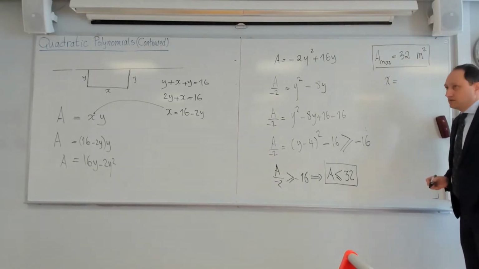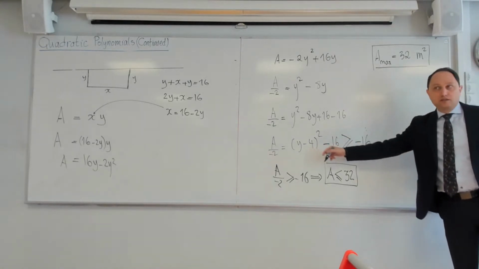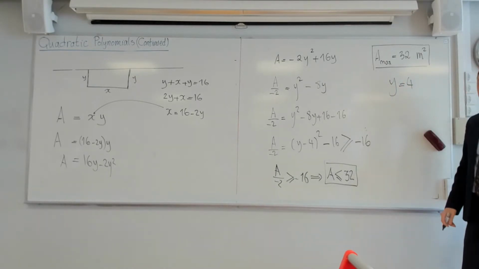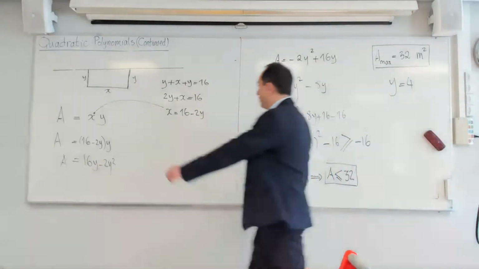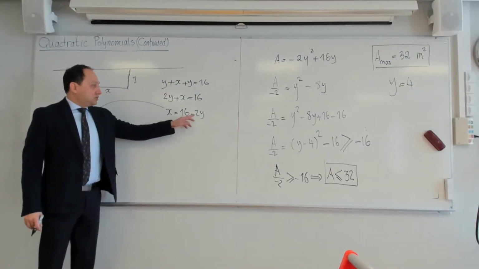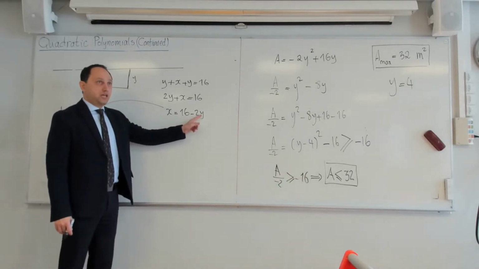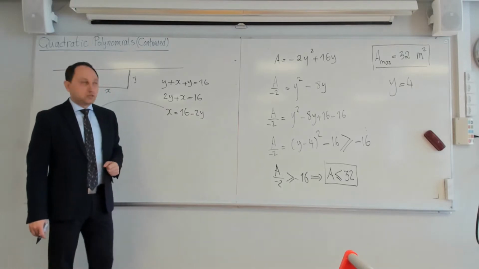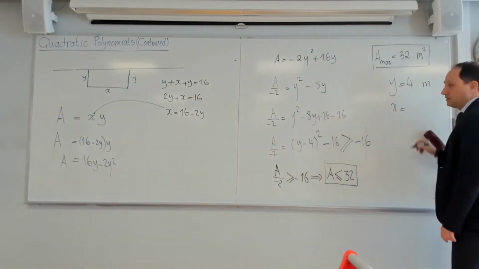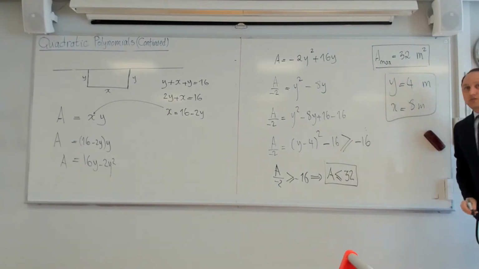X should be what? X cannot be immediately read from here. What can be read? Y. So what is Y? 4. Y has to be 4. Okay? But when Y is 4, what is X? 8. Yes? Because I put 4 here. 2 times 4 is 8. 16 minus 8 is 8. So it means that Y should be 4 meters and X should be 8 meters. So you are done. So you solved your problem.